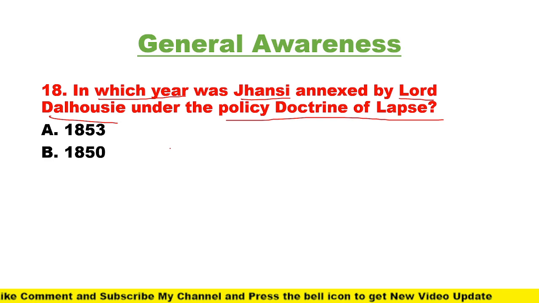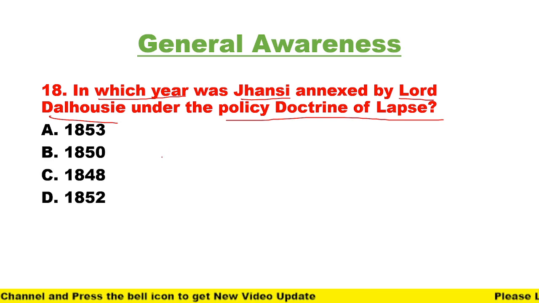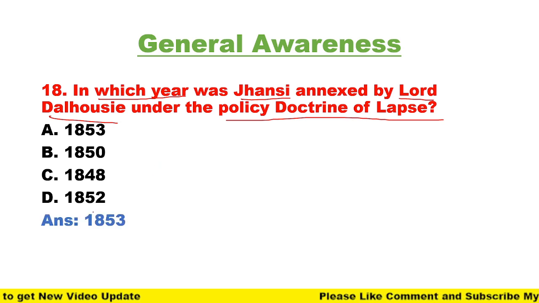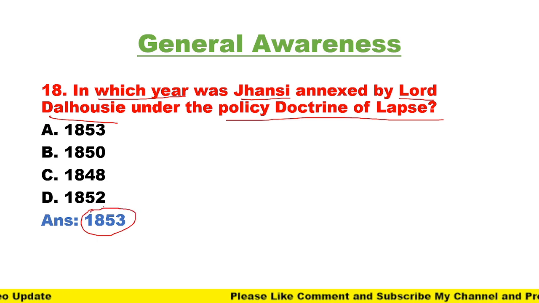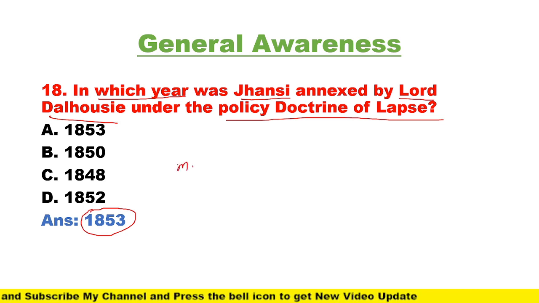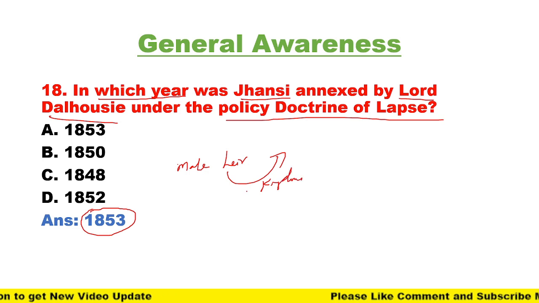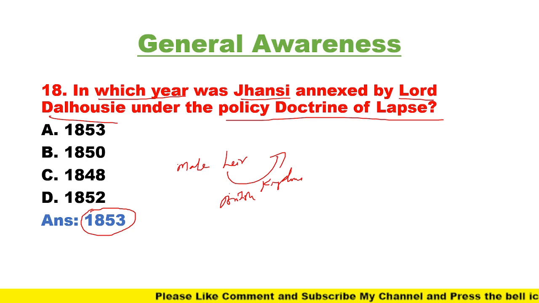Let's see: 1853, 1850, 1848, 1852. In which year was Jhansi annexed? The answer is 1853. As per this policy, if the male ruler dies and there is no male heir to that ruler, then that kingdom will be taken by the Britishers. This is the doctrine of lapse.